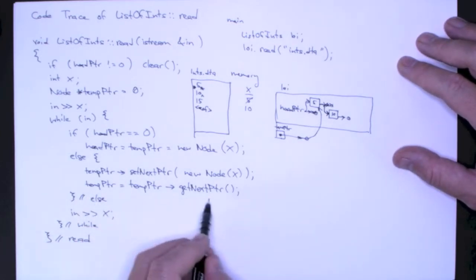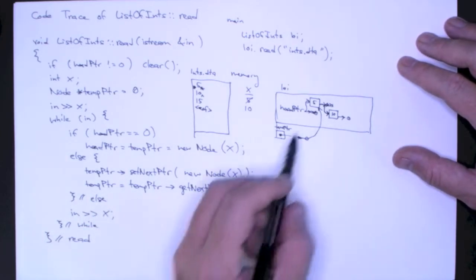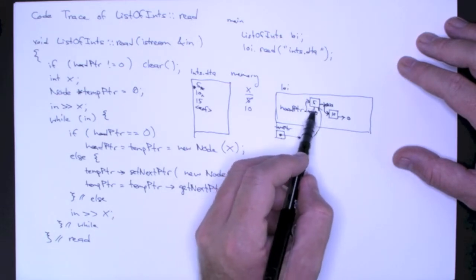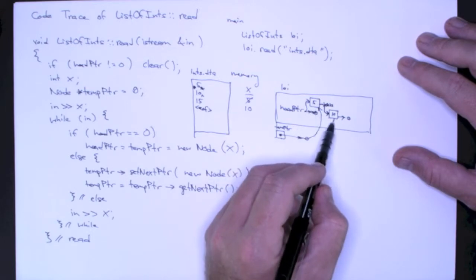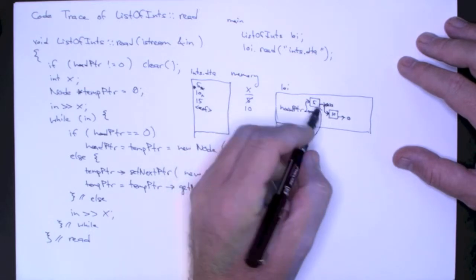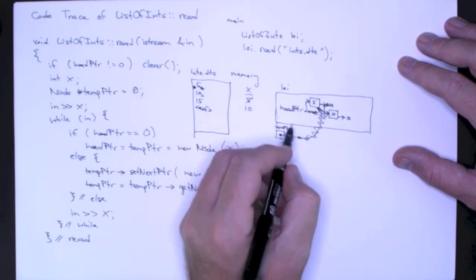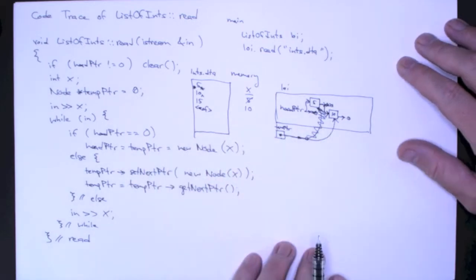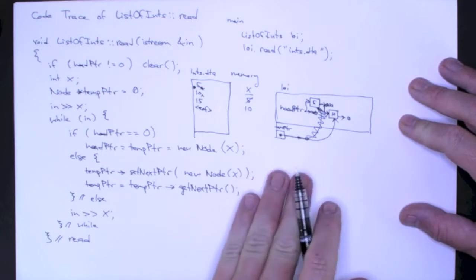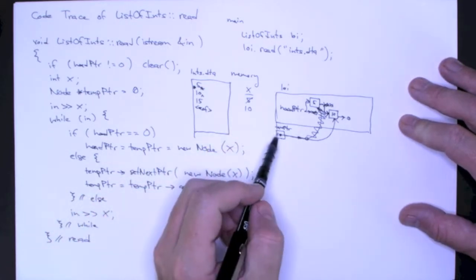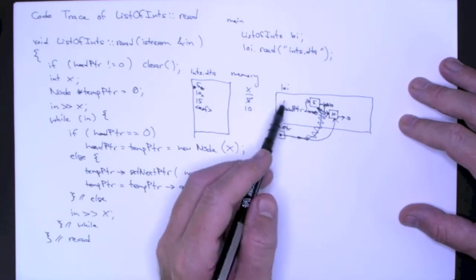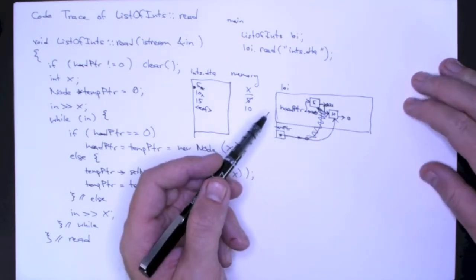Now we're going to advance temp pointer by setting it equal to the return value of getNext pointer called on the node 5, which is going to return the address of node 10. So now temp pointer points to the node containing 10. And we're kind of back in the same situation. Now, temp pointer and head pointer are not pointing to the same thing anymore, but temp pointer is pointing to the last node of the list.